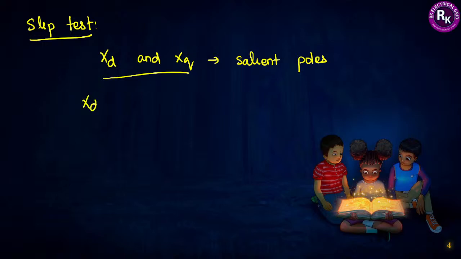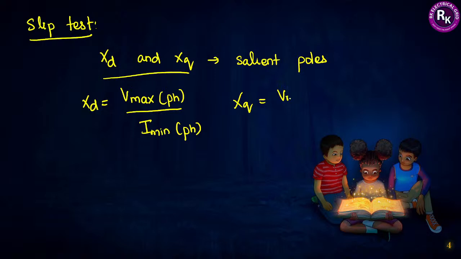For that, the direct axis reactance is the ratio between the maximum per phase voltage divided by the minimum current per phase. Similarly, quadrature axis reactance will be the minimum voltage per phase upon the maximum current per phase. That's all. Everything will be given. All you have to do is just substitute the data to figure out the answer.